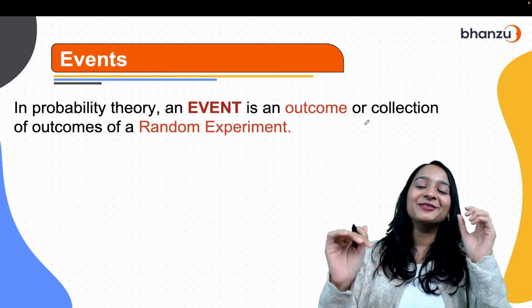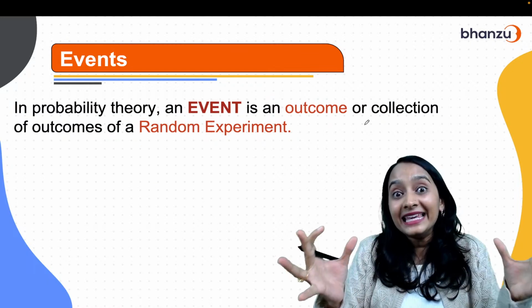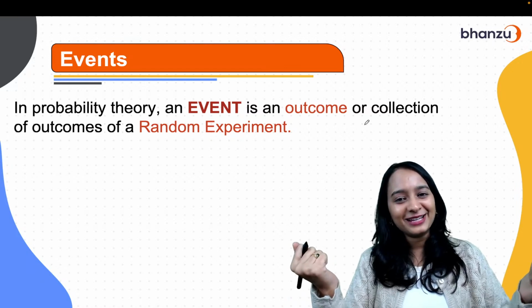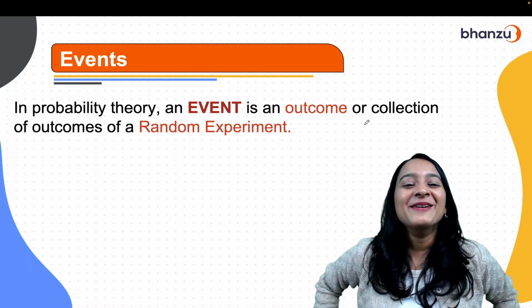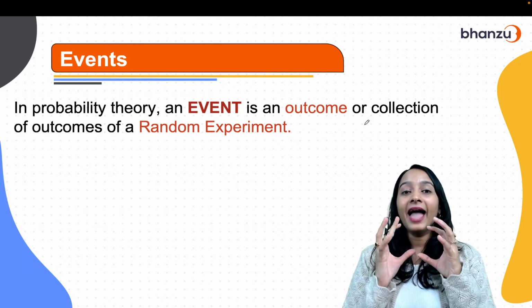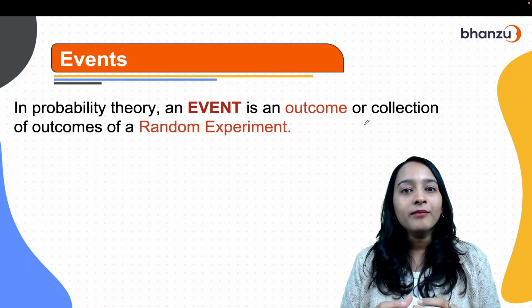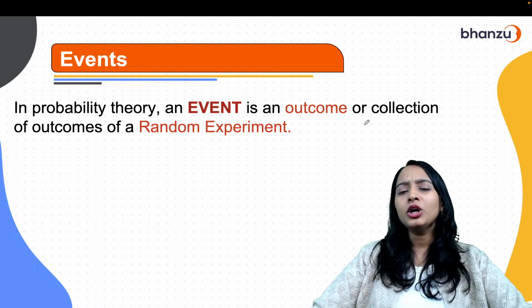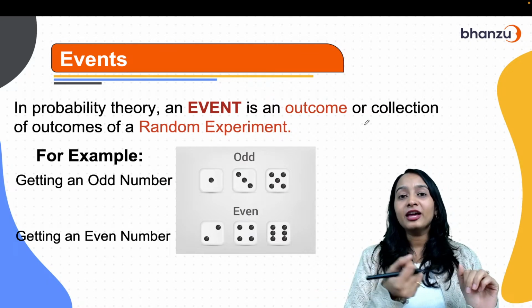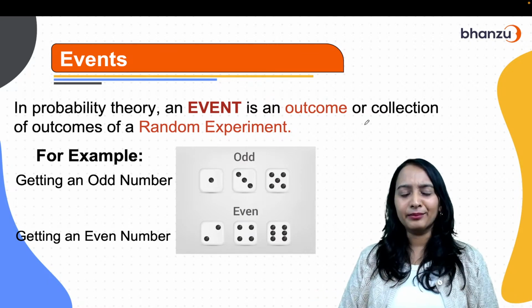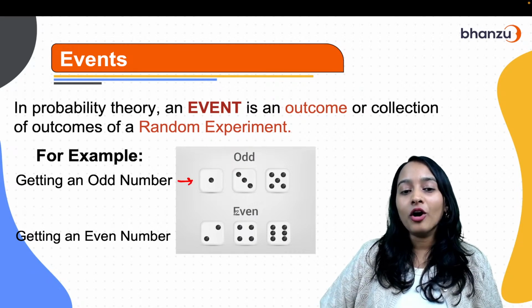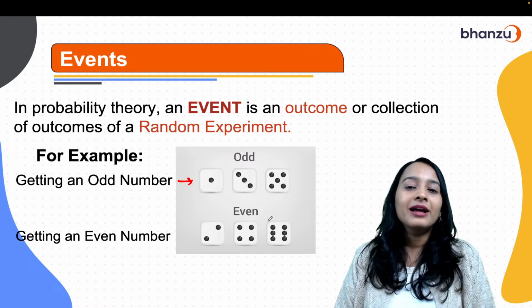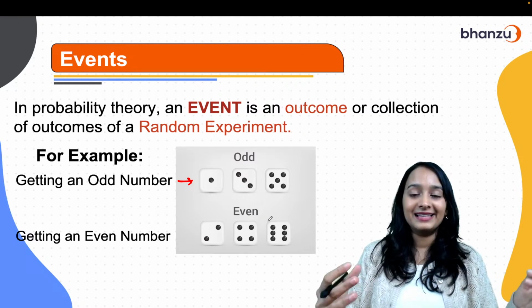Alright, so let us get started with the third one, which is called an event. Now we all know what an event is. Birthday parties, marriage celebrations, anniversary celebrations, all of them are events in our life, right? But in probability, an event is an outcome or a collection of outcomes of a random experiment. Now, what do I mean by that? For example, when I roll the dice, I can get any number, right? But if I get a set of odd numbers, it's an event. Getting an odd number is an event. Getting an even number is an event. Getting a prime number is an event, right?